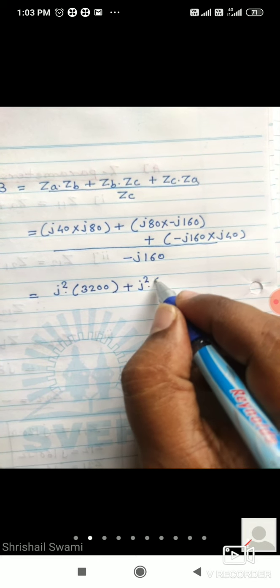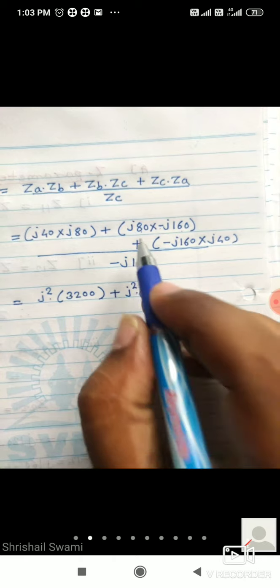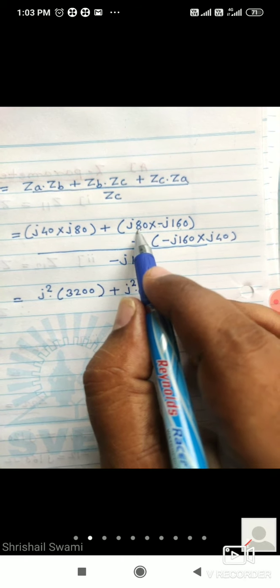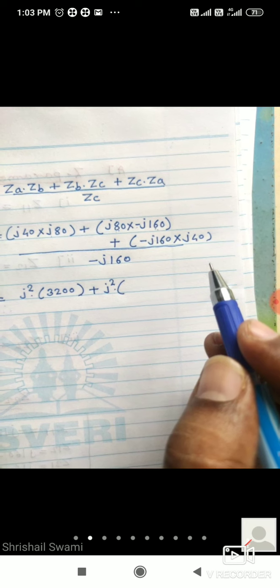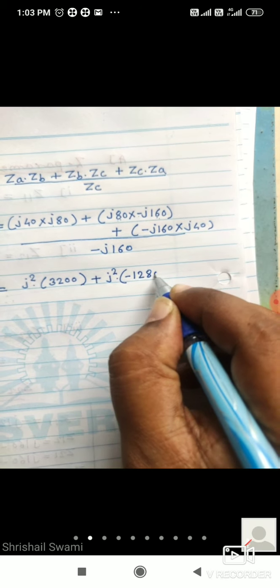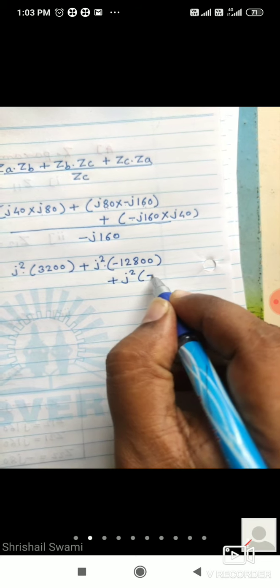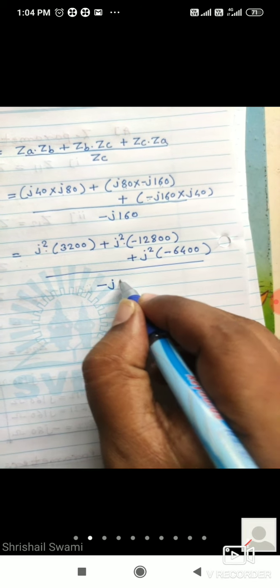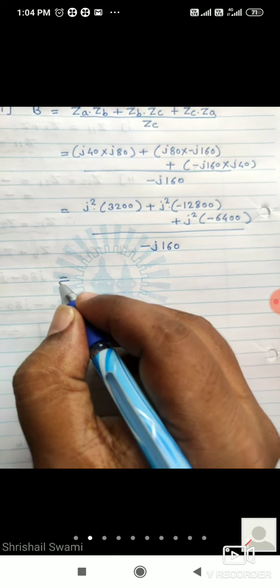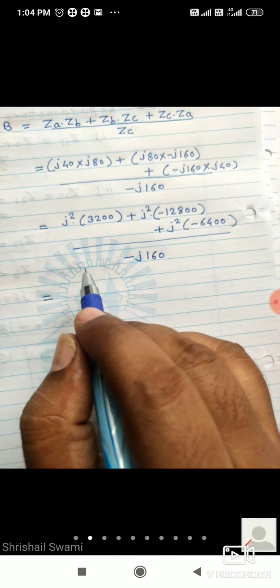Okay, next again plus J square. So sorry, J square राहणार आणि मायनस येणार परत, कारण 80 into minus 160 आहे. So multiply 16 into 8, that is 128, minus 12800. Next again plus J square. Now it is minus, because minus 160 into 40, that is minus 6400, divided by this minus J160 as it is. Okay, now J square you can take common.